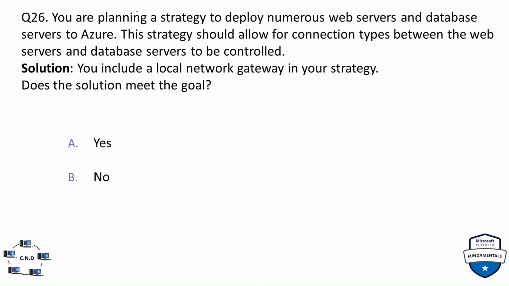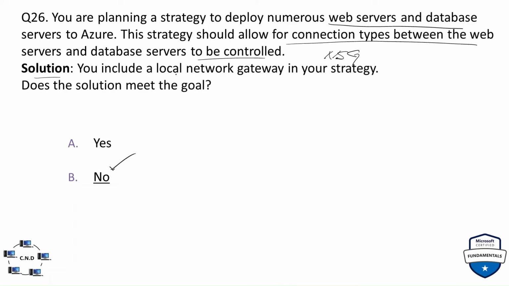Question number 26 is that you are planning a strategy to deploy numerous web servers and database servers to Azure. This strategy should allow for connection types between the web server and database servers to be controlled. Again, we have the same question. Solution, you include a local gateway in your strategy. Does the solution meet the goal? And the options are yes or no, and the correct option is no, because we already studied in the previous question that the connection between servers can be controlled in the cloud through NSG, Network Security Group.